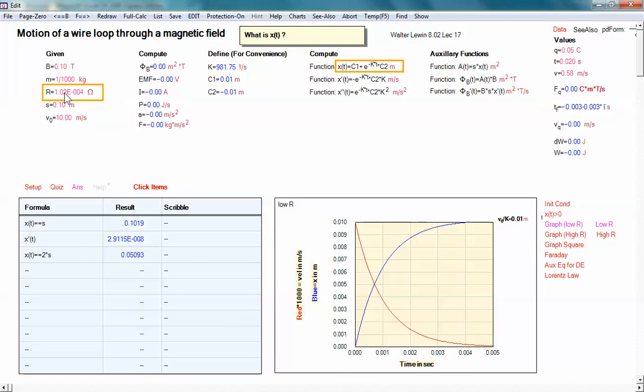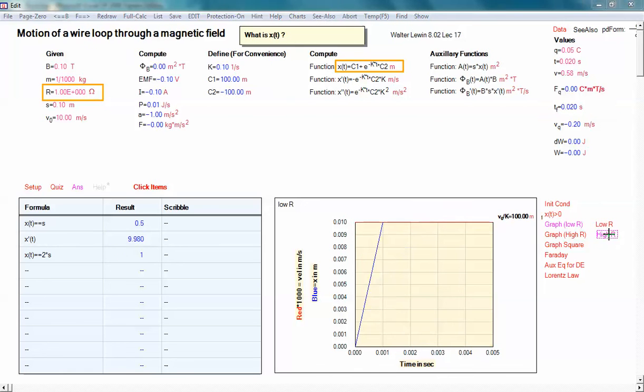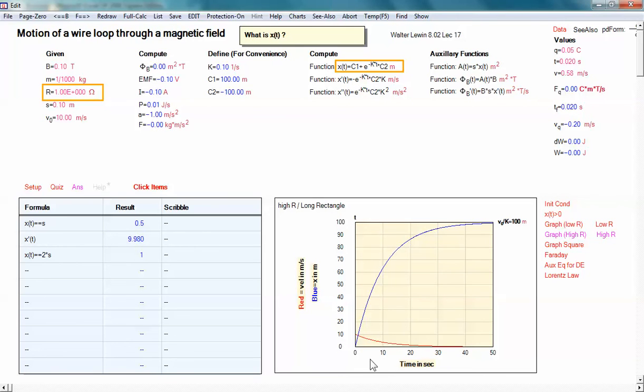So again, summing up, if the resistance is very high, we're only looking at a little section of the total equation of motion. So it's almost a straight line down here, so you don't get any braking at all. And in terms of the velocity, you're looking at a minuscule little portion up here where there's no change or very little change in the velocity of the wire loop. So I think that answers the question.